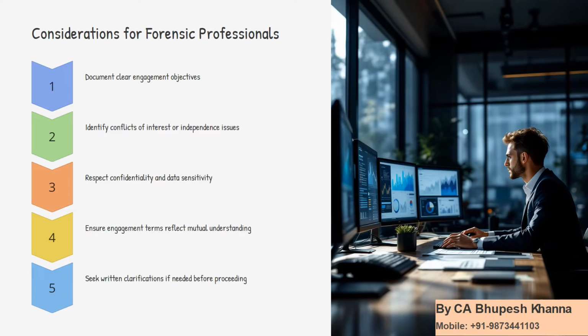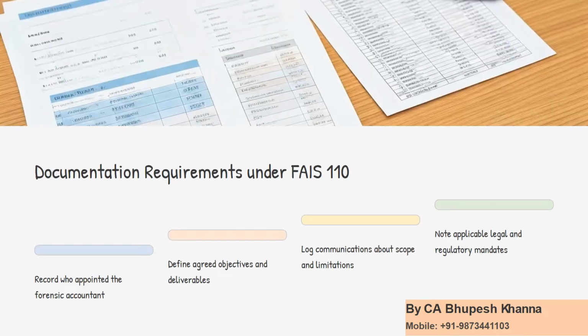Now we will discuss considerations for the forensic professional under FAIS 110. The professional must document a clear understanding of the engagement objectives, identify any conflict of interest or independence issues, consider the confidentiality and data sensitivity aspects, and ensure that the terms of reference or engagement letter reflect mutual understanding. If clarity is lacking, the practitioner should seek clarification in writing before proceeding.